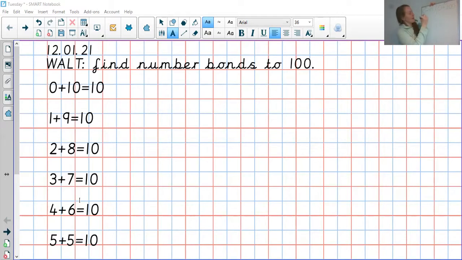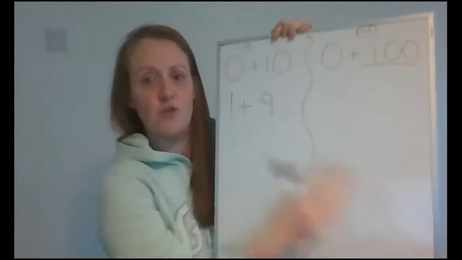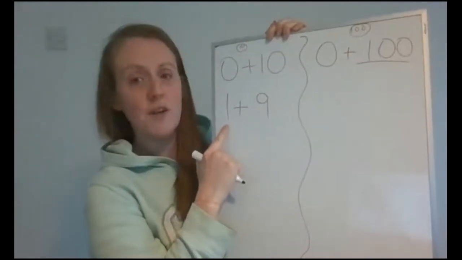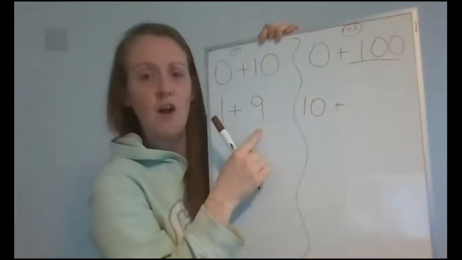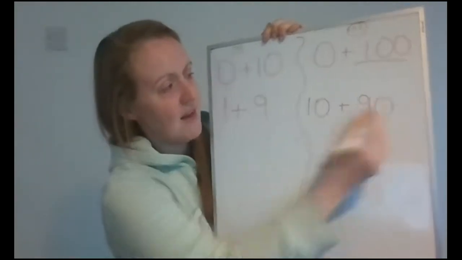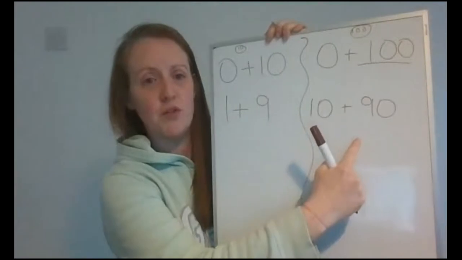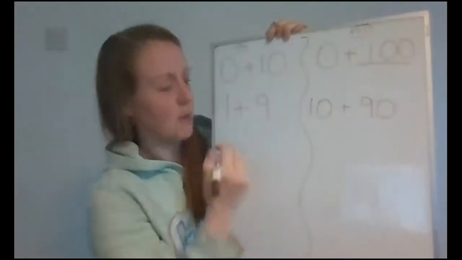Perfect. Next one down, 1 add 9 equals 10. That's my number bond to 10. What do I have to do here? I'll just make this a bit bigger just in case you can't see it. What do I have to do to these numbers to make them my number bonds to 100? Well, I need to times them by 10. So 1 times 10, I should hope you all know, is 10. And 9 times 10 is 90. So 10 and 90 now become my number bonds to 100, my multiples of 10 number bonds to 100. So you can see the link here, we're timesing them by 10.